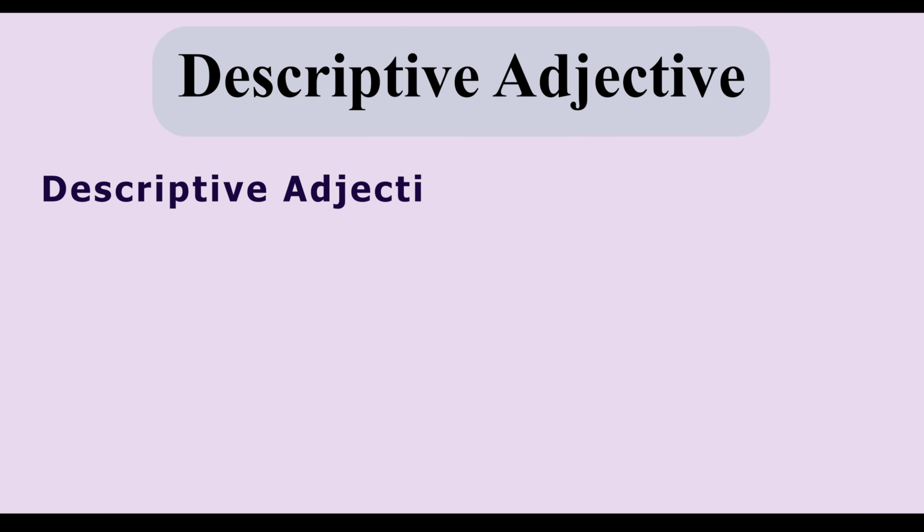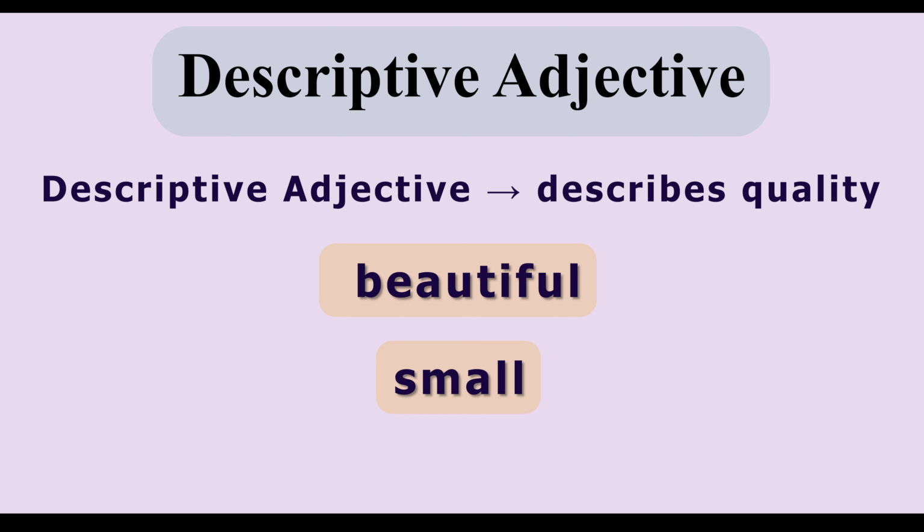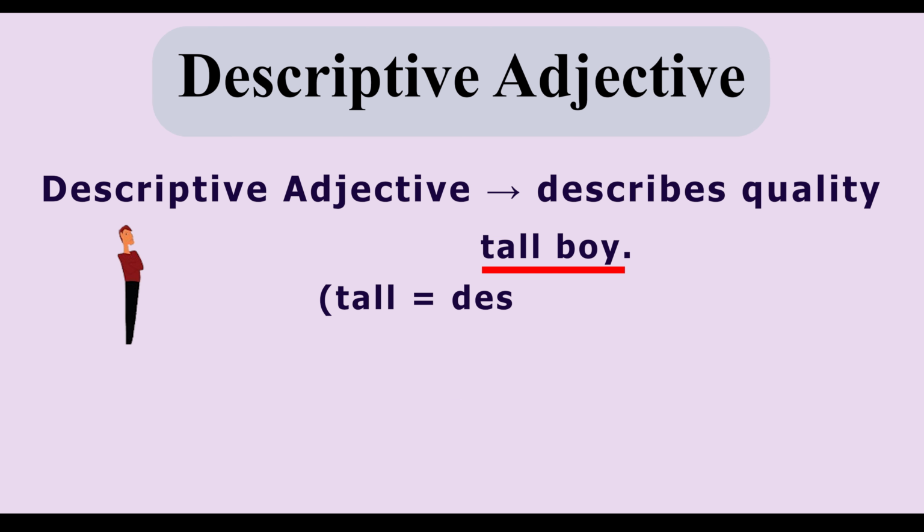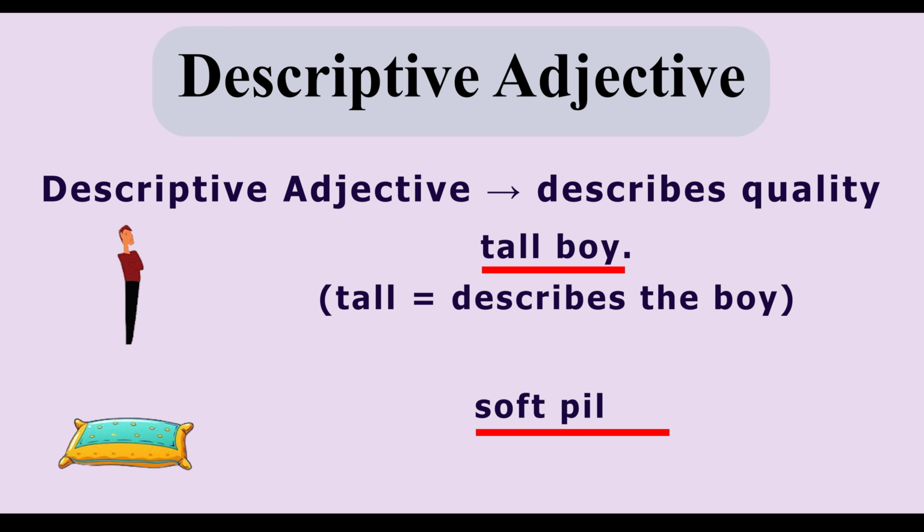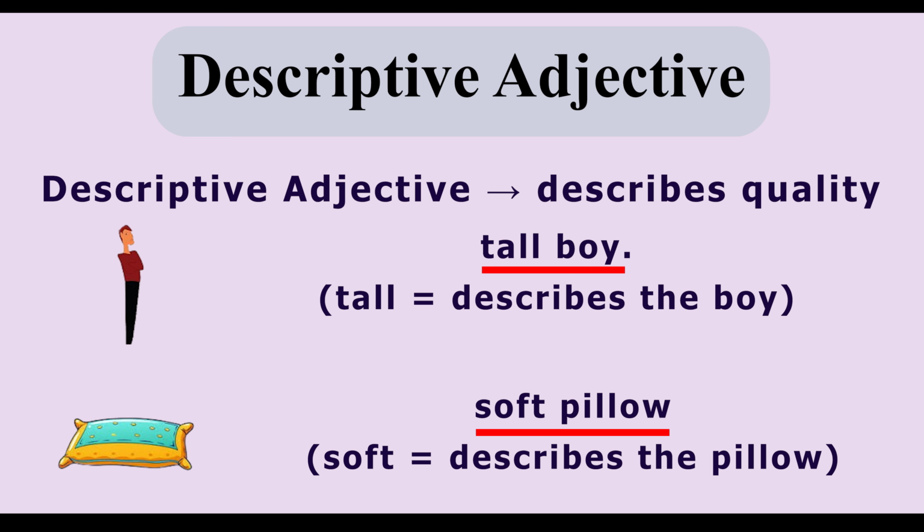Descriptive adjectives tell us about the quality or characteristic of a noun, like beautiful, small, or brave. For example, tall boy. Here, tall describes the boy. And in soft pillow. Here, soft describes the pillow.